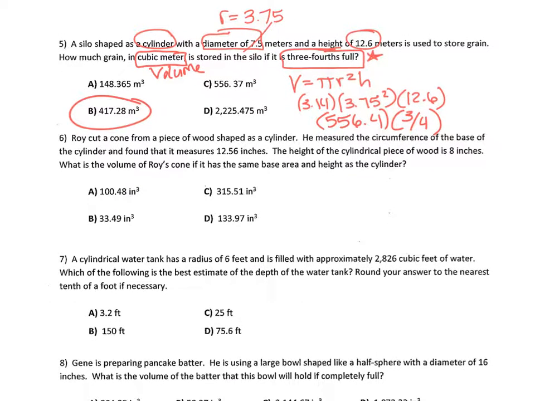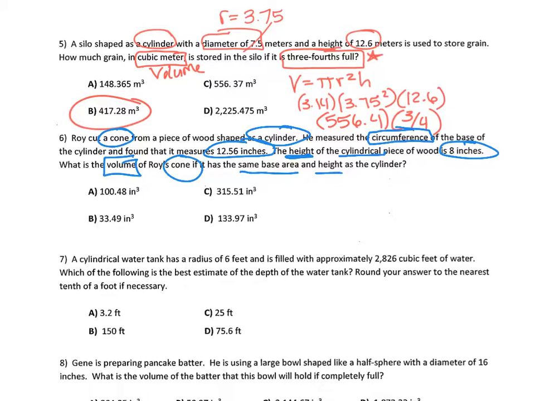Okay, number 6. Roy cut a cone from a piece of wood shaped as a cylinder. He measured the circumference of the base of the cylinder and found that it measures 12.56 inches. The height of the cylindrical piece of wood is 8 inches. What is the volume of Roy's cone if it has the same base area and height as the cylinder? So he starts with a cylinder, and we're wanting to find the volume of the cone. Same base area. So the height for both is 8.